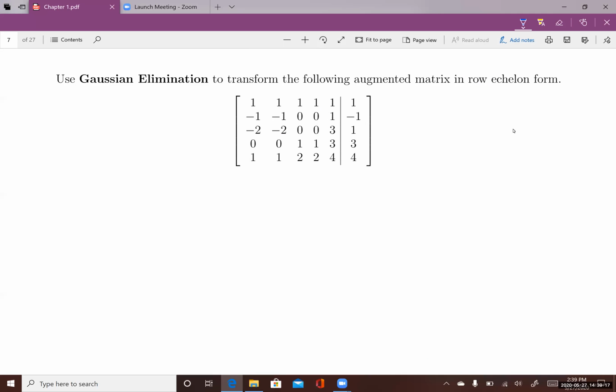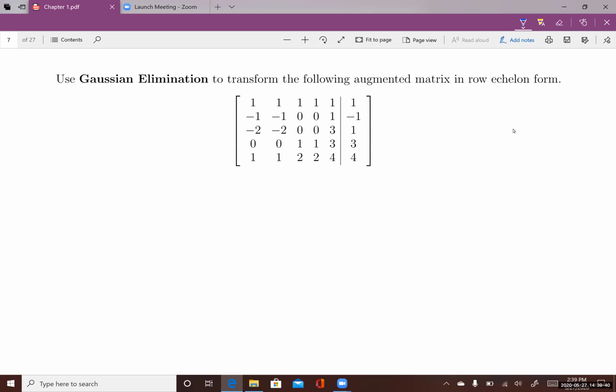So this is an example of how to use Gaussian elimination to transform a system of linear equations into an augmented matrix, and then you use the augmented matrix to transform it into its row echelon form. As you can see, this augmented matrix here contains 5 rows and 6 columns, right?